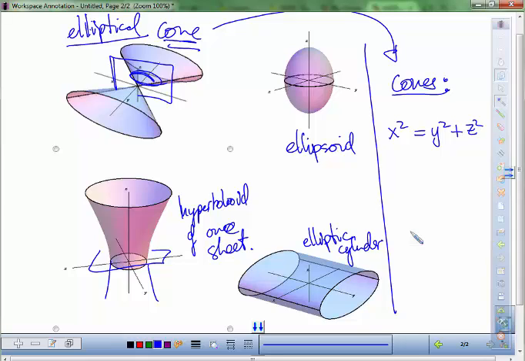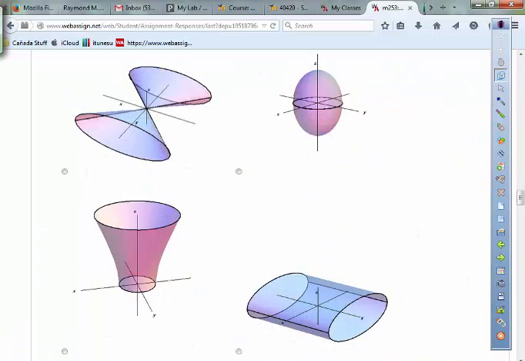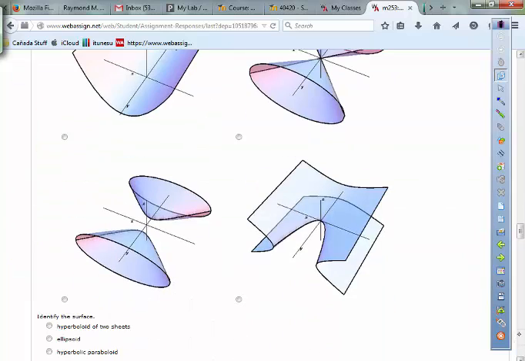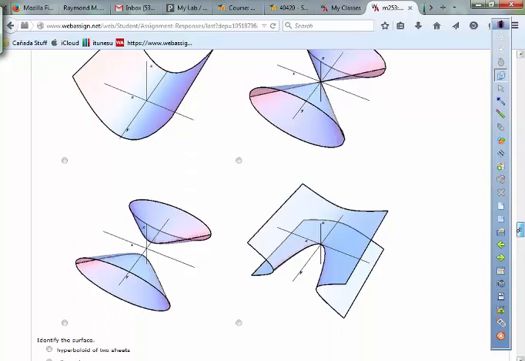So we good with shapes? Good answer. Yeah, what's the bottom right?